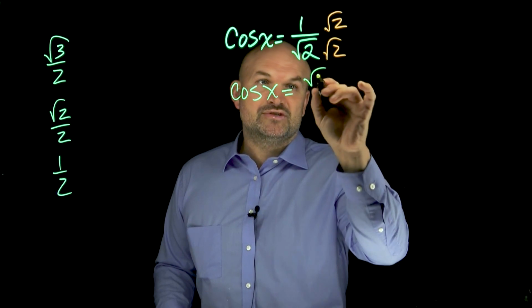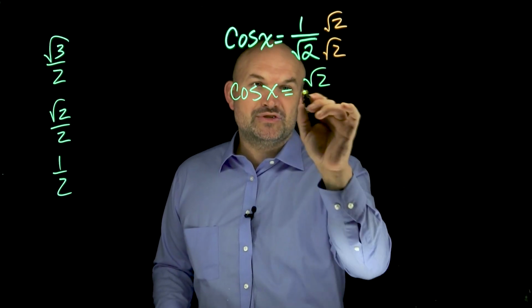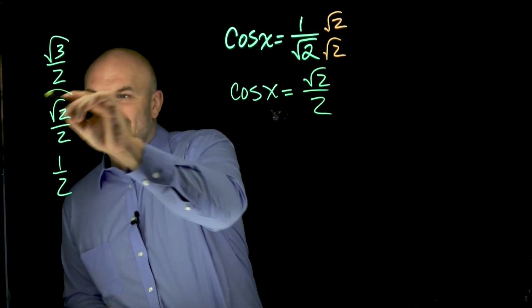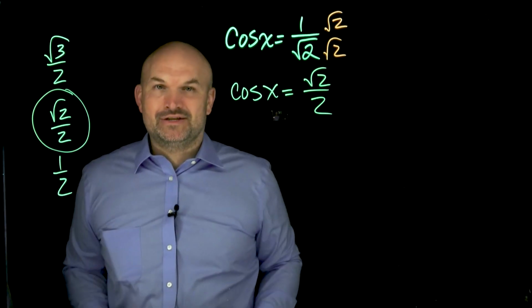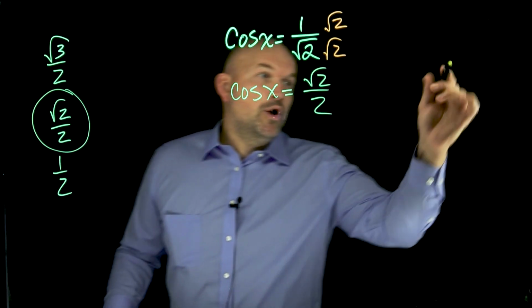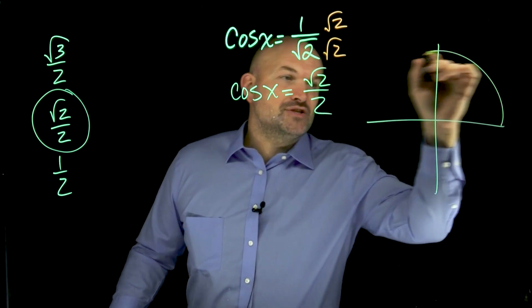1 times square root of 2 is going to be square root of 2. Square root of 2 times square root of 2 is going to be 2. That is now this, right? So you can see, this actually is a point on a unit circle. Now I just need to remember what exact point we are actually thinking about.